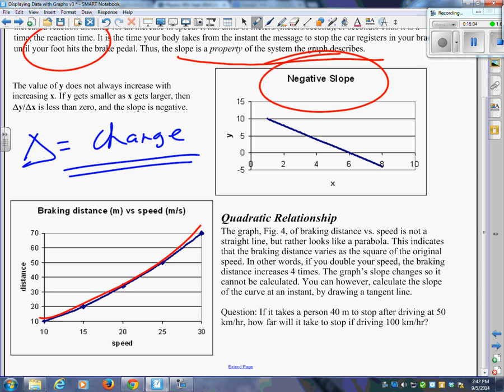Okay. So, the graph, figure 4, braking distance versus speed is not a straight line, but rather looks like a parabola.